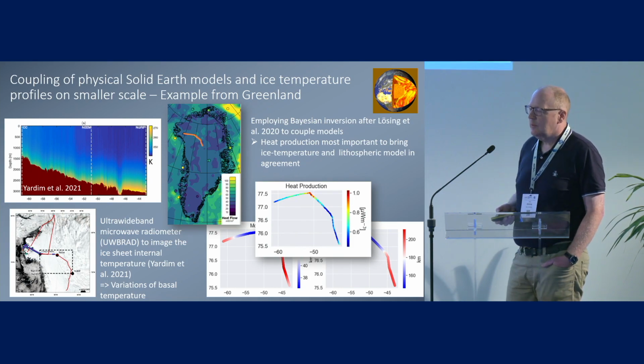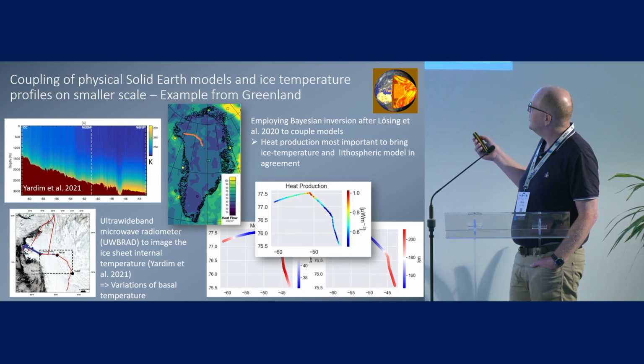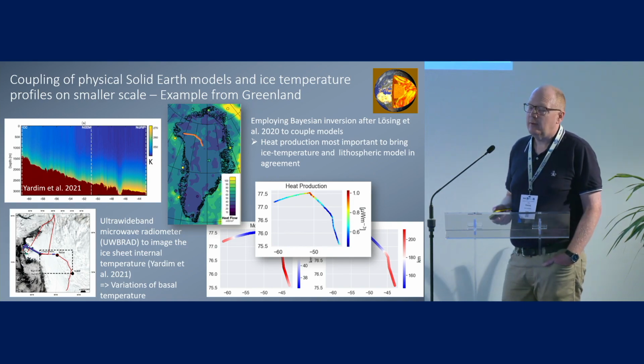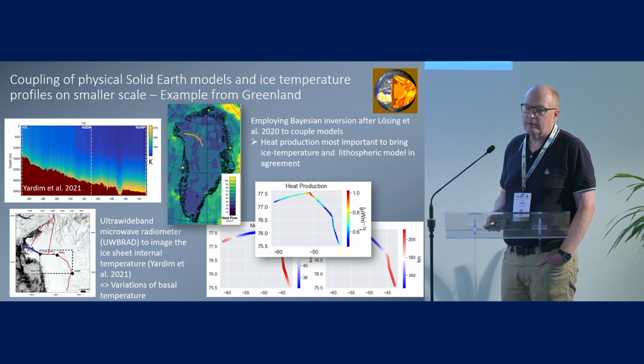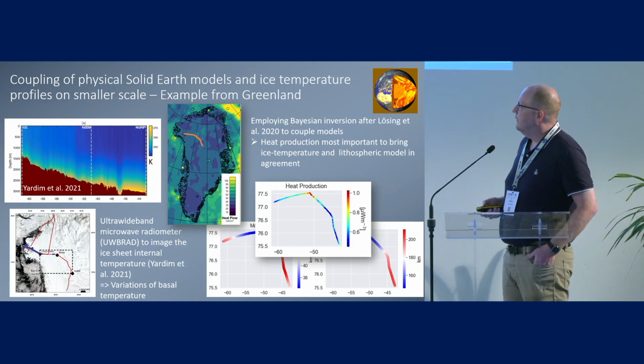I show you the next picture with more results. This is showing you the heat production, and this heat production has the largest effect on getting an agreement between the ice temperatures and the profile, between the solid Earth and the ice temperature profile. That's reasonable, geologically not completely unreasonable, but of course one needs more in situ data to really constrain whether having a high heat production province here is realistic. So we can have a look at magnetic data to make a further judgment on the model validity.